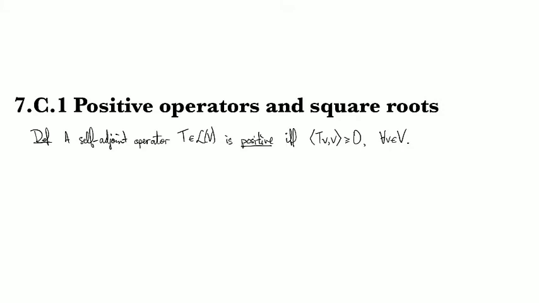So in this chapter, we're going to look at positive operators and square roots. We say that a self-adjoint operator is positive if and only if the inner product between T of v and v is non-negative. It might be better to call it a non-negative operator, but the standard terminology is to call this positive. When you see this, you should think of comparing the input of an operator to the output of an operator, and what we find is that they're in the same general direction.